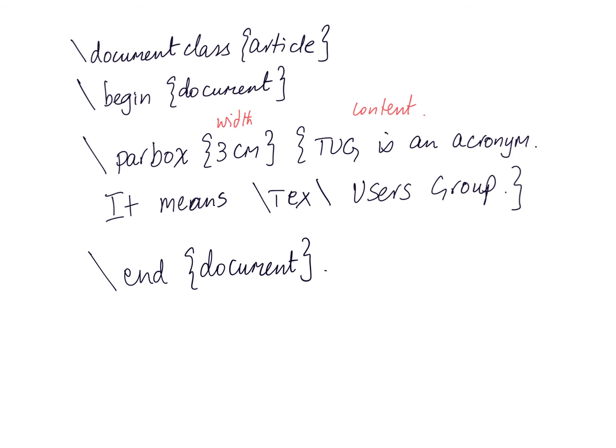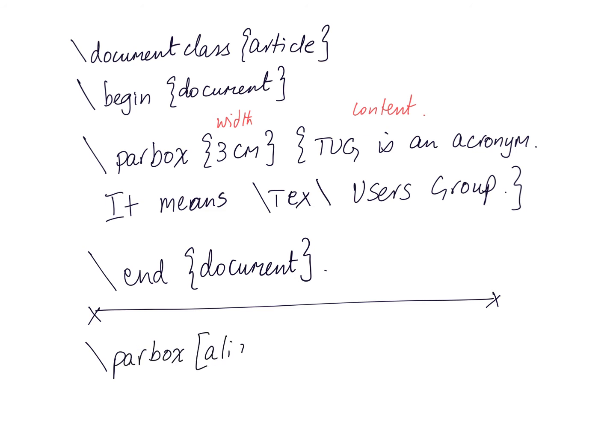So if you look at your code, the parbox would give you the box with the code in it. So a common paragraph box code would look like this: parbox, alignment, width, and then the text.